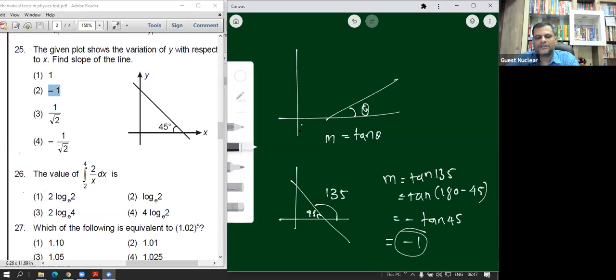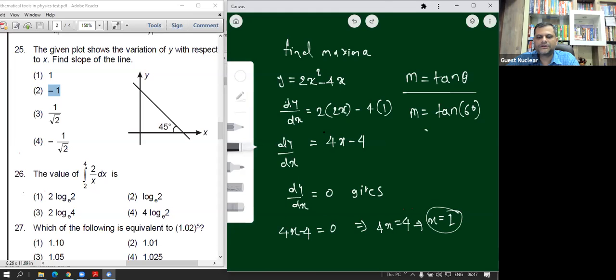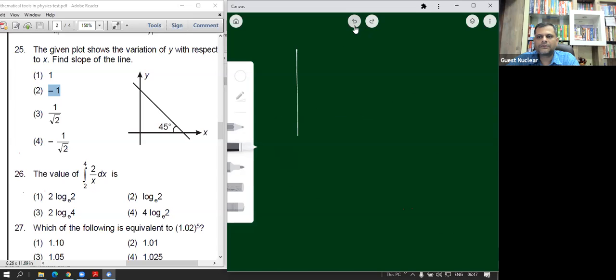Yes. Next one, 26th question. Just check. Okay, integration of 2 upon x from 2 to 4 dx. How will you find it out? हमको पता है 2 is a constant, so it can be taken out and we can get this integration of 2 upon x dx, and that is from 2 to 4. Okay, sorry, 2 नहीं आएगा ना यहाँ पे.